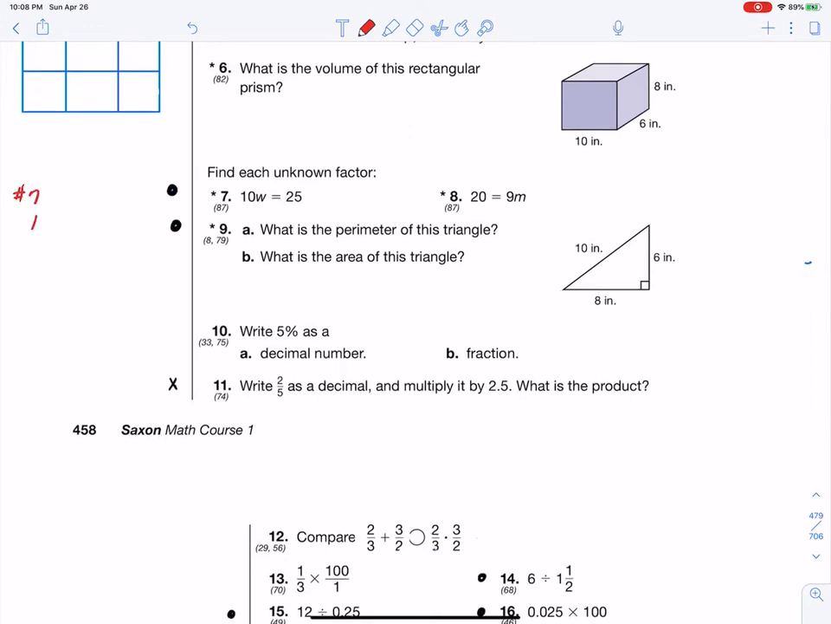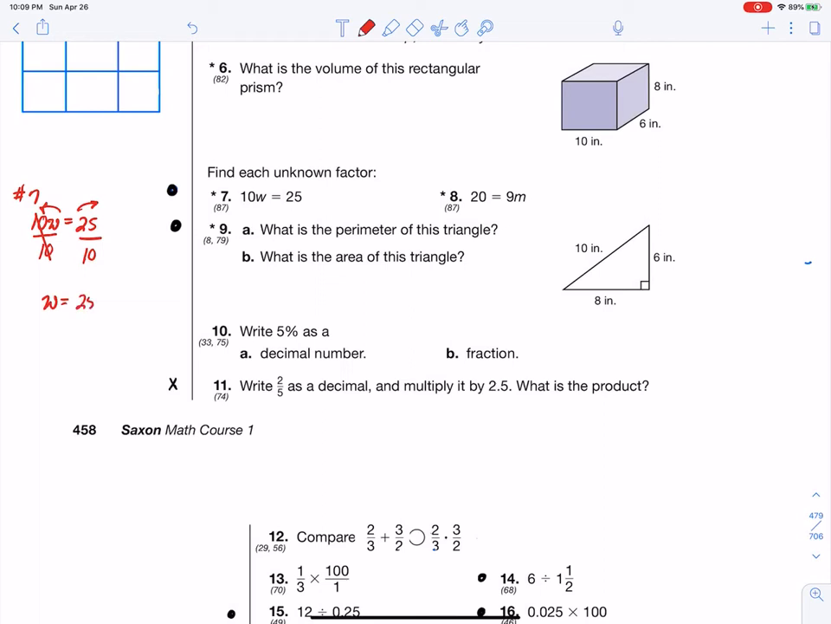I have 10W equals 25. I need to do the opposite of what it says. 10 is being times the W, so I need to do the opposite and divide by 10. When I do that, I do it to each side of the equal sign, the left-hand side and the right-hand side. 10s cancel out over here, I get W.